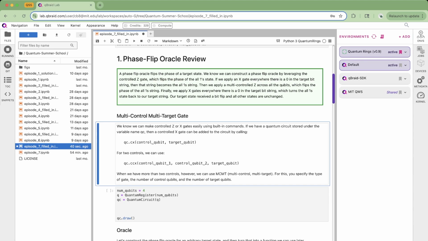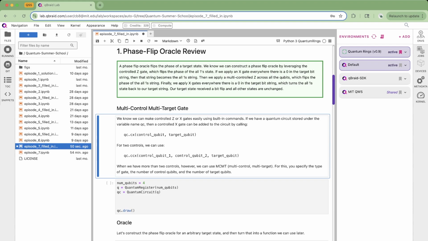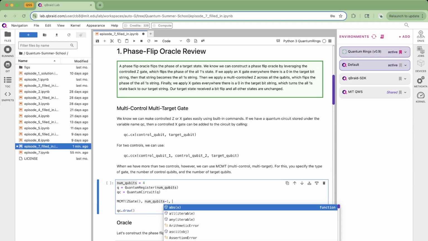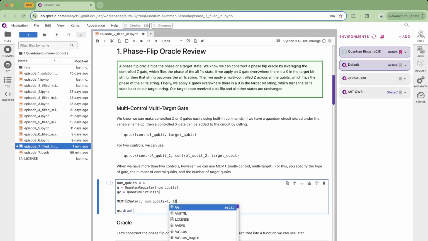So if, for instance, we had 4 qubits, we would have a triple controlled Z gate, which we need for our phase flip oracle. So in order to do that, we're going to use a multi-controlled multi-target gate. And the way that we would do that is the gate itself can be written in this way. So it's multi-controlled multi-target. The first argument is going to be the gate that we want. So in this case, it's going to be the Z gate. The second argument is going to be the number of control qubits. So for us, let's have it be the number of qubits minus 1. And then the number of target qubits, which in this case can be 1. And this itself is just a gate.